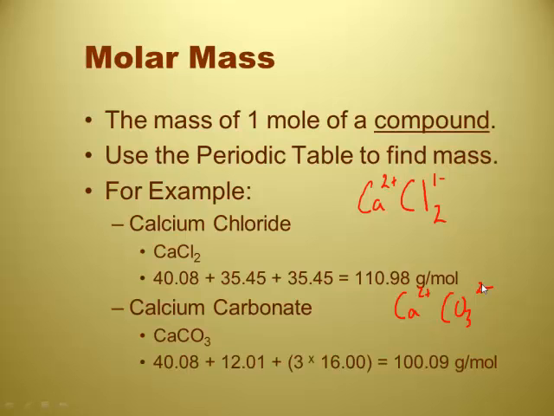Now I need to add a calcium, a carbon, and 3 oxygens. So 40.08 plus 12.01 for carbon, plus 3 times 16, because there are 3 oxygens, each of 16. You get 100.09 grams per mole as the molar mass for calcium carbonate. So 1 mole of calcium carbonate will be 100.09 grams, and in that mole will be 6.02 times 10 to the 23rd formula units of calcium carbonate. Very good.